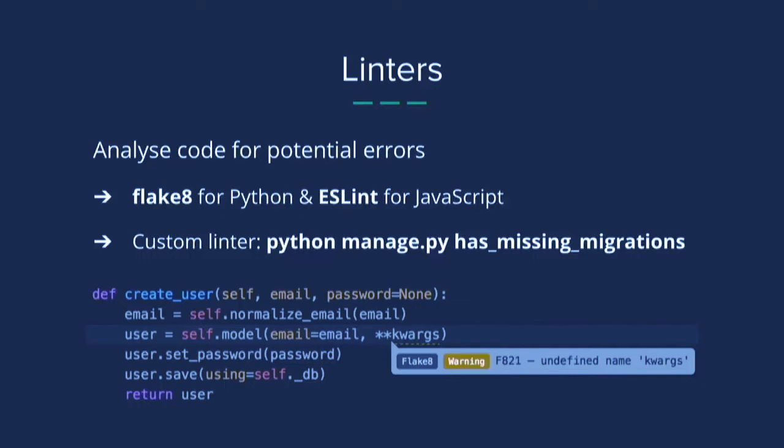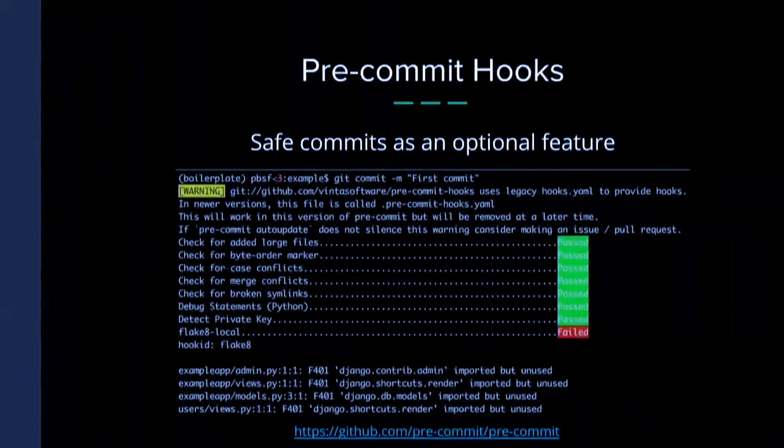And we also created a custom linter that we run, called has missing migrations. We did this because it happened a lot. Developers would forget to run the makemigrations command, and so things would break. So those are the kind of things that are important.